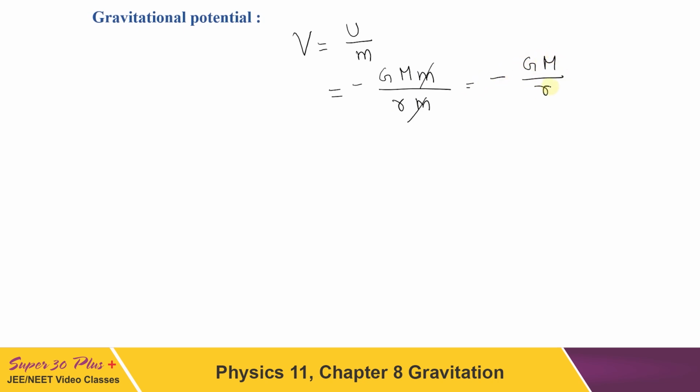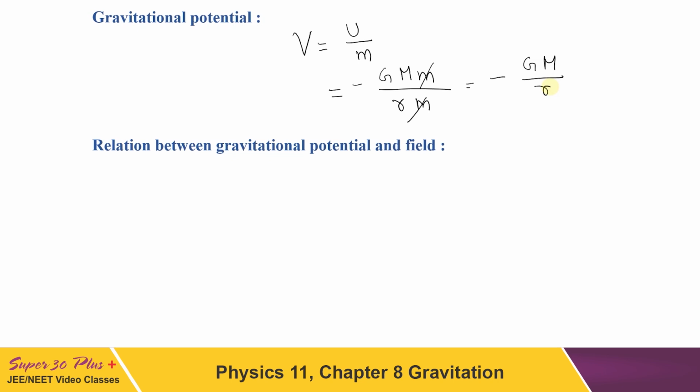So if we say that gravitational potential energy is the work done in bringing a mass from infinity to the point concerned, to define potential we can say that it is again the work done in bringing, but this time for a unit mass from infinity to the point concerned. And this is the formula we will get for a particle mass, which is equal to minus GM/r.